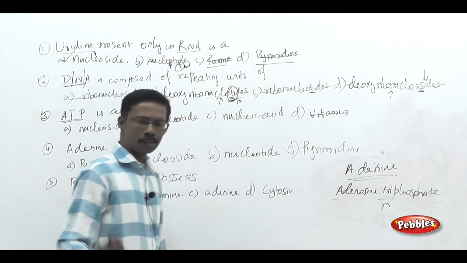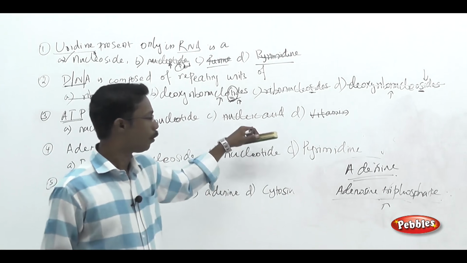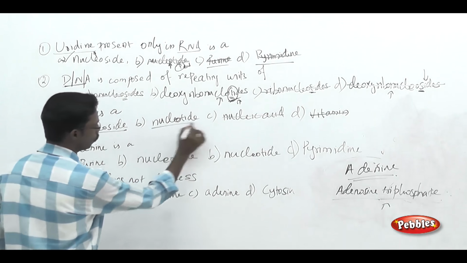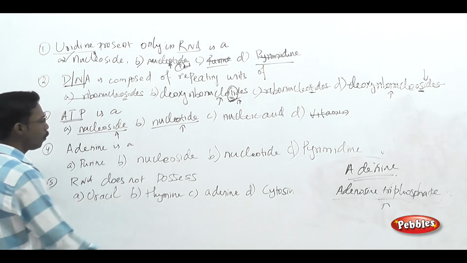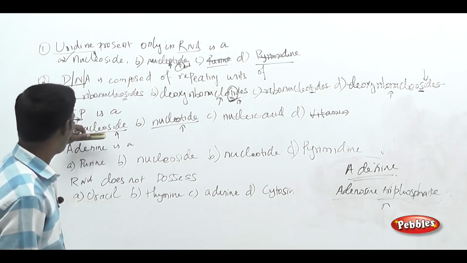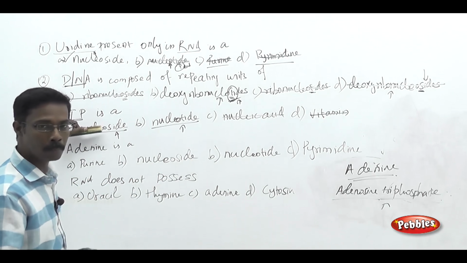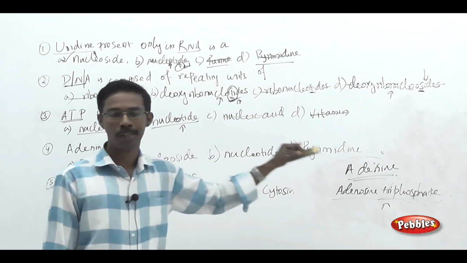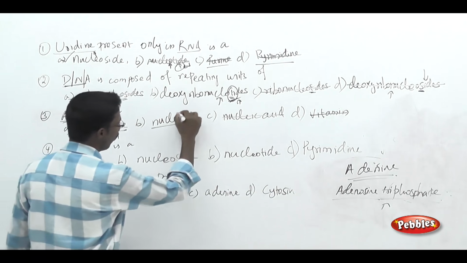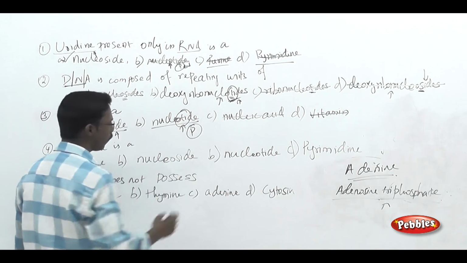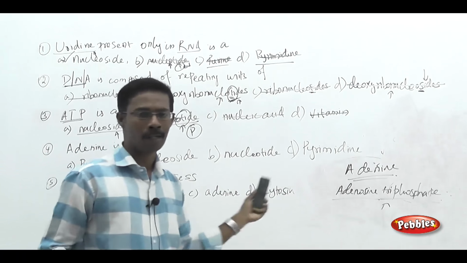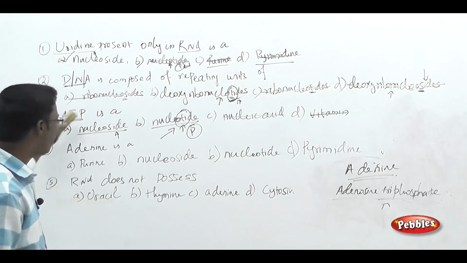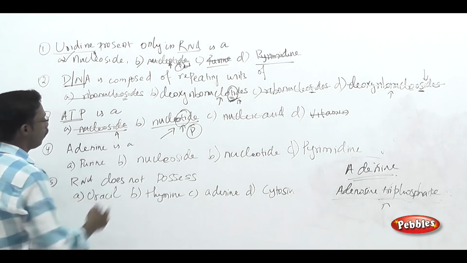Okay, so ATP is a single unit, so you cannot use the term nucleic acid for the particular single unit. You have to choose the answer from these two choices, nucleotide and nucleoside. I told you the full form for ATP is adenosine triphosphate. Whenever you see the term phosphate, recall that phosphate is always associated with a nucleotide. So ATP is a nucleotide, not a nucleoside.